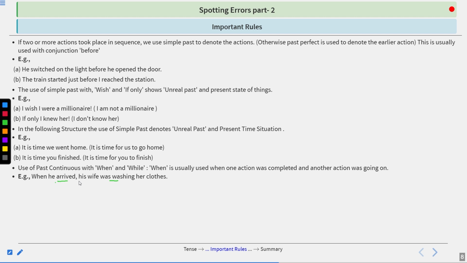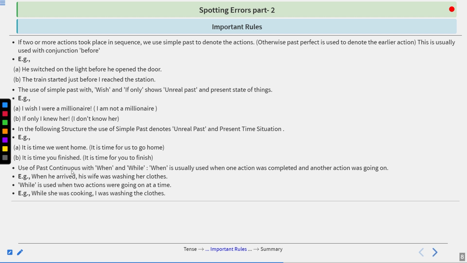While is used when two actions were going on at a time. It means simultaneously. Example, while she was cooking, I was washing the clothes. So these two actions are going on simultaneously.